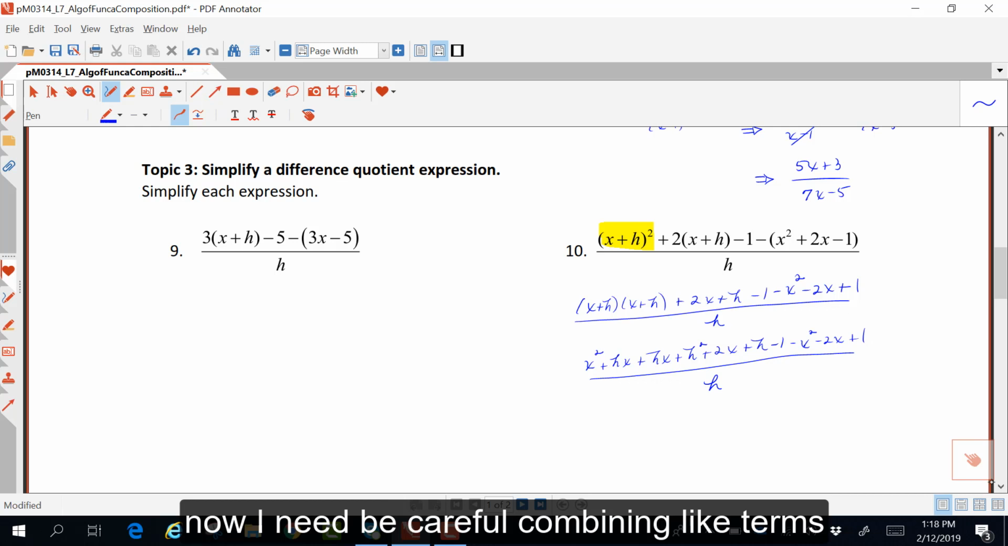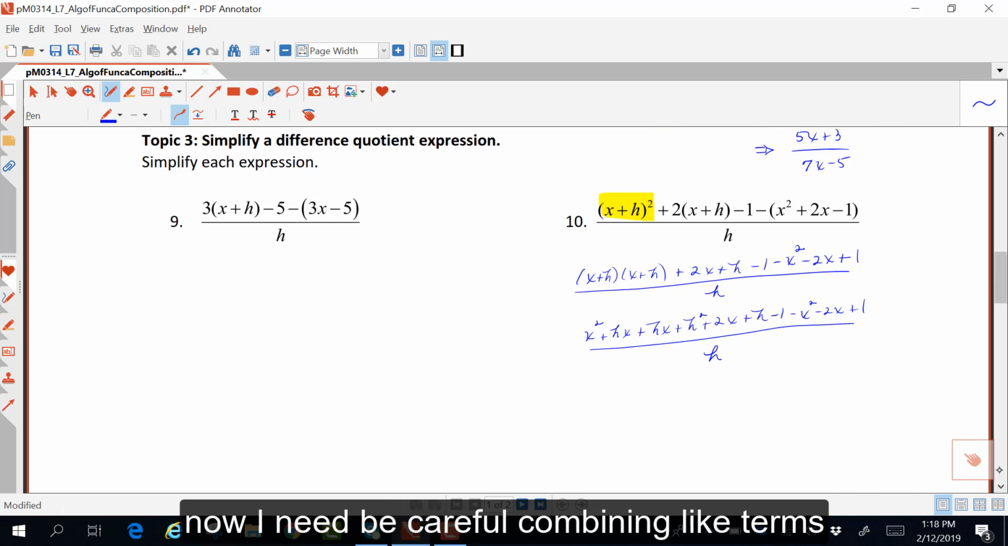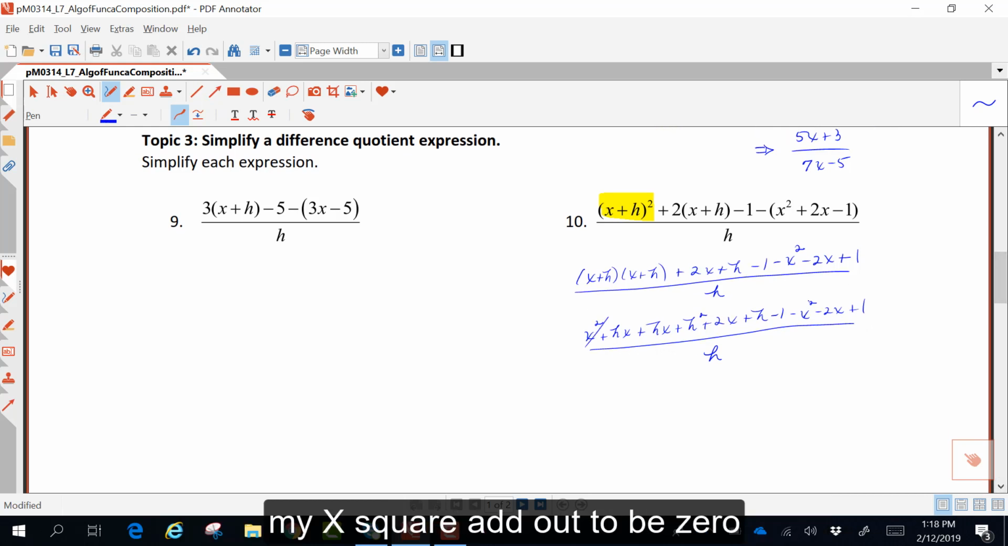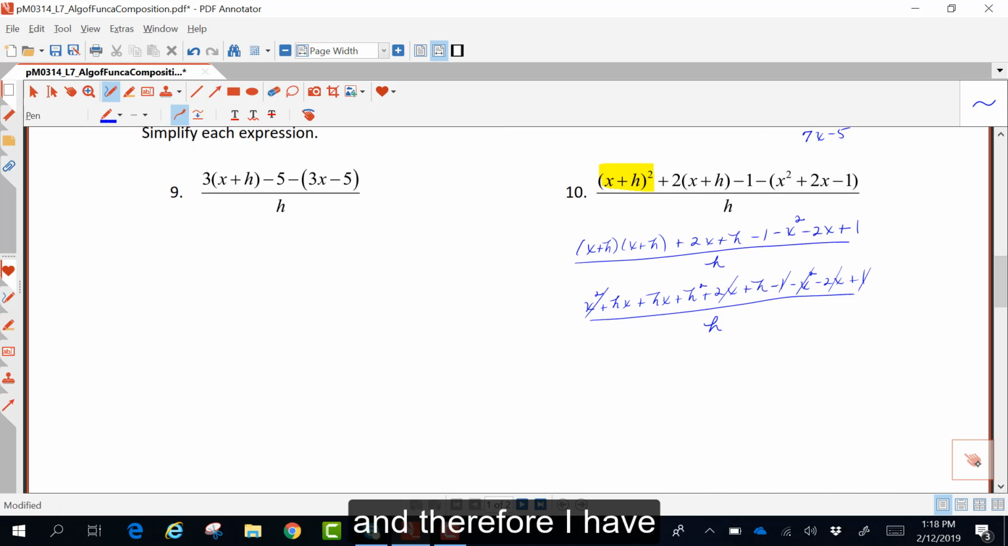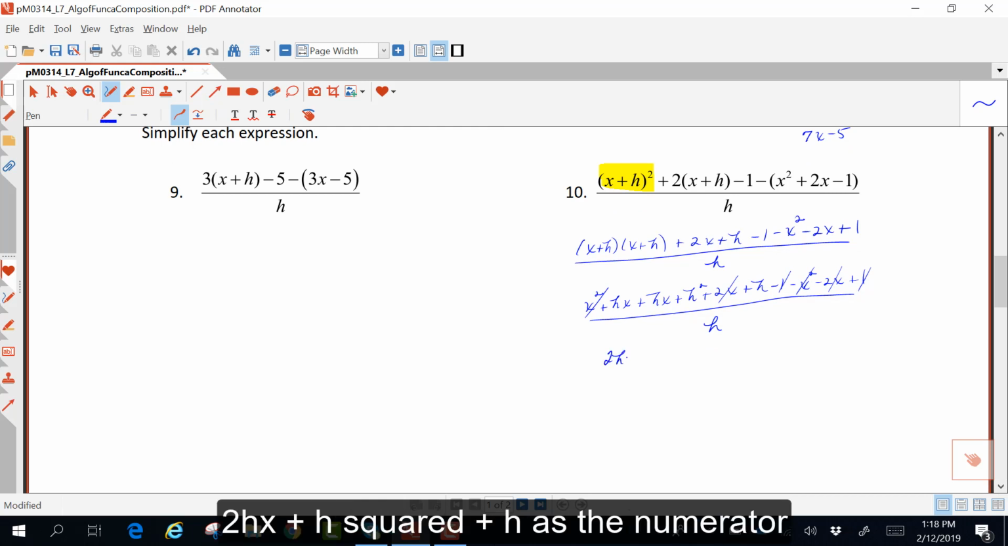Now I need to be careful combining like terms. My x squareds add out to be 0. My 2x's add to be 0. My 1's add to be 0. And therefore I have 2hx plus h squared plus h as the numerator.